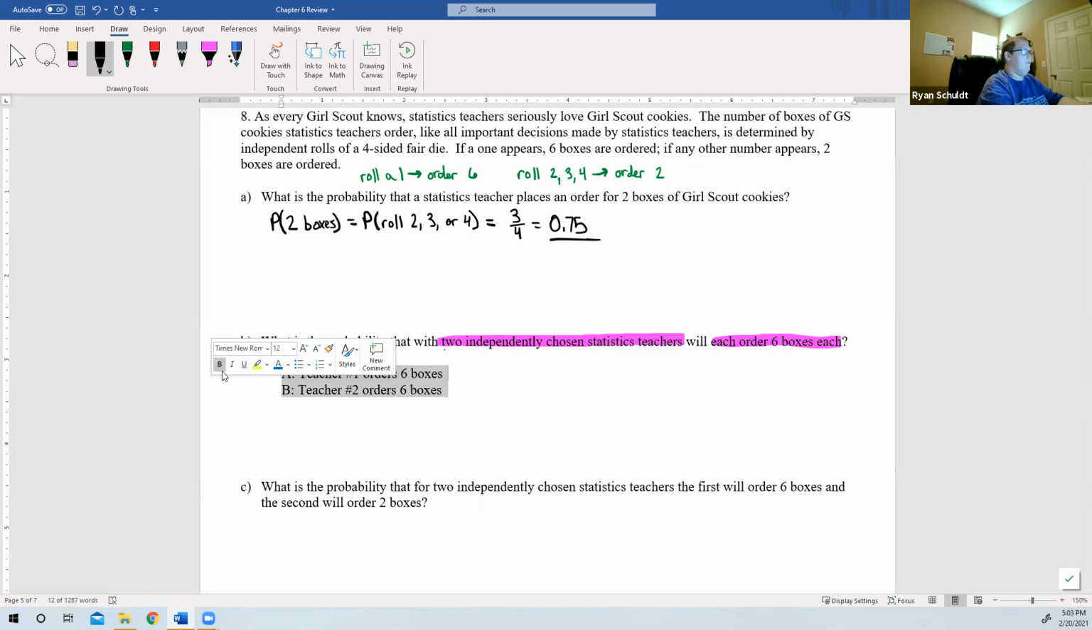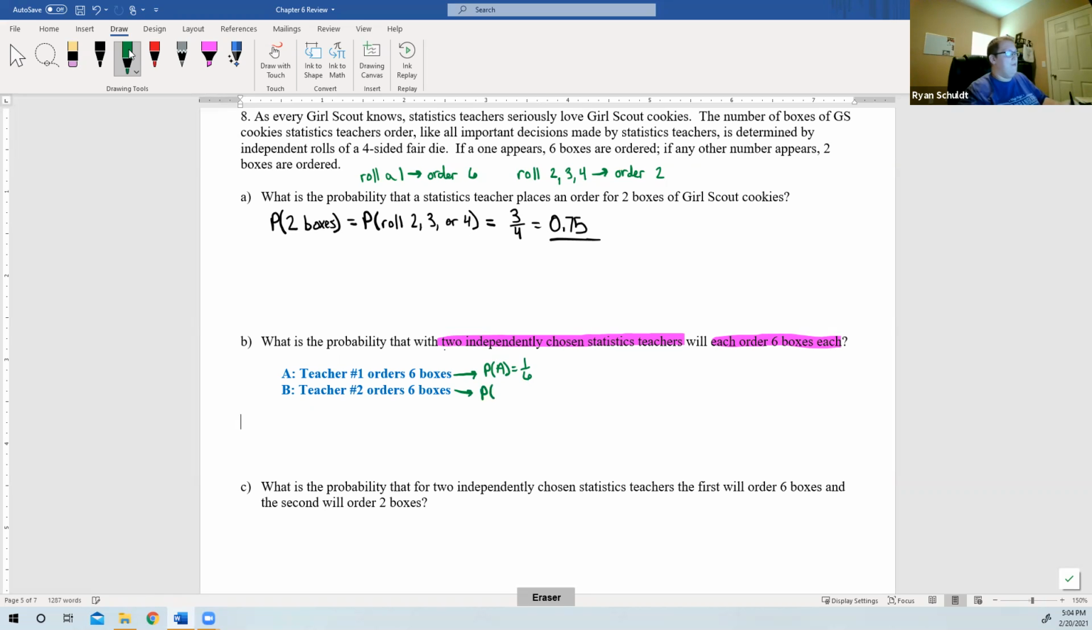Okay, now let's think about this. What's the probability that the first teacher orders 6 boxes? Well, I have to roll a 1. And the probability of that happening, the probability of A, would be, sorry, not 1/6, 1/4. This is a 4-sided die. So 1/4. Probability of B is also 1/4.